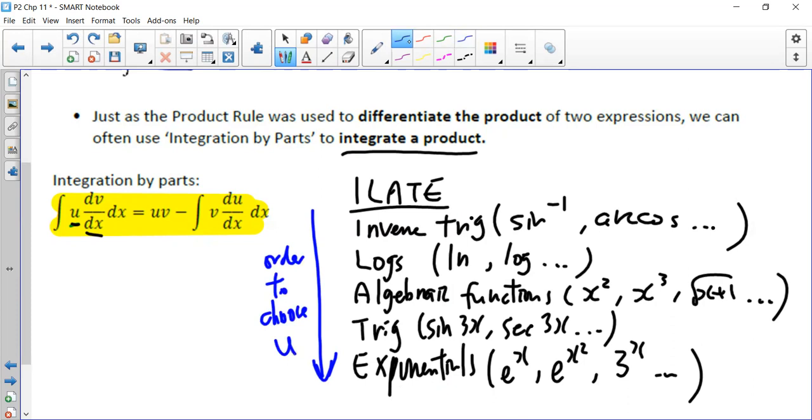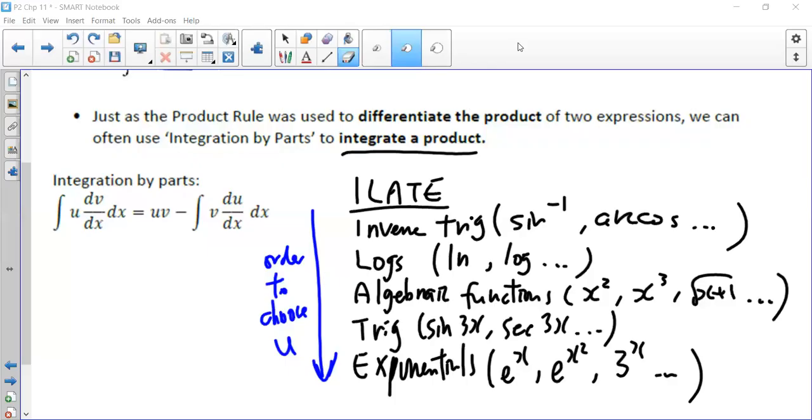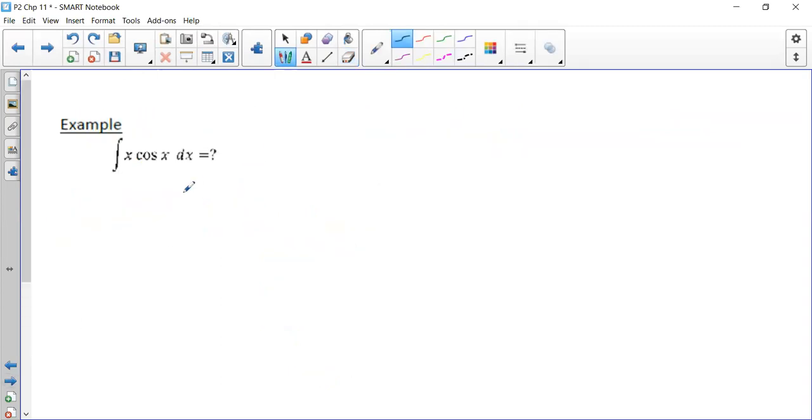I'll explain this rule using an example. Just write down the ILATE rule first. We're going to follow this ILATE rule using by parts. So when it comes to by parts, you have to remember this ILATE rule. Okay, example: we're going to integrate x times cos x dx.